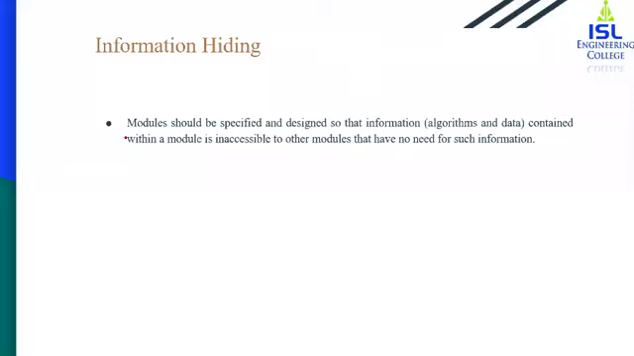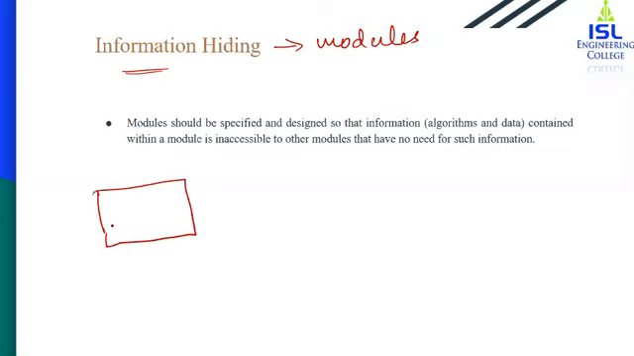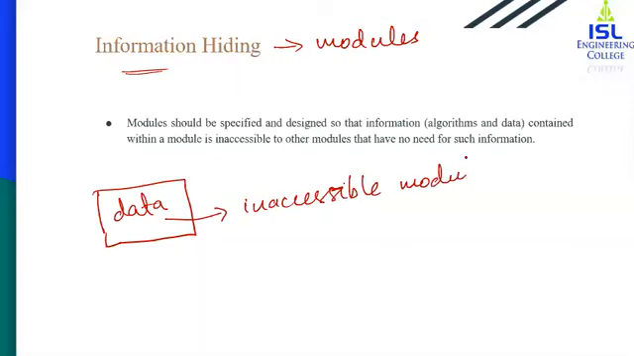The next concept is information hiding. This is the fifth concept. Now, what is information hiding? In the previous slide we studied that we are going to split the software into different modules, that is, different parts. Now, when you've got a specific module, this is your module, you've got some data within it. This data should be inaccessible to another module. It should only be accessible by another module that has a need for this type of information.